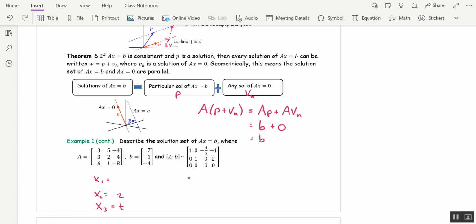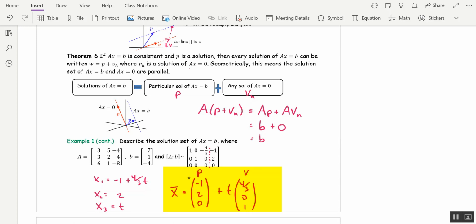x1 is not free. It's -1. Remember, there's a dotted line here, and so think of that as the equals. -1 plus 4/3 t. So let's write our solution in parametric vector form. We get (-1, 2, 0). Those are the constants. And then the coefficients of t are 4/3, 0, and 1. This is the v from above, and this is my p in the theorem. So this is a line through p parallel to v.